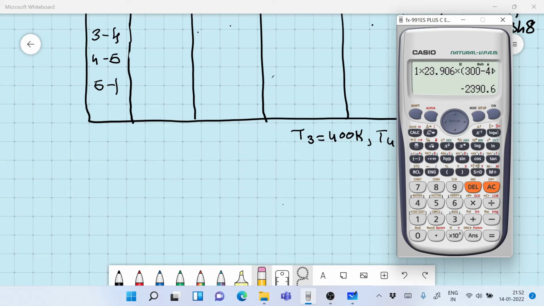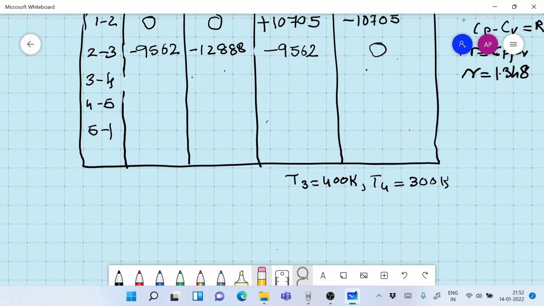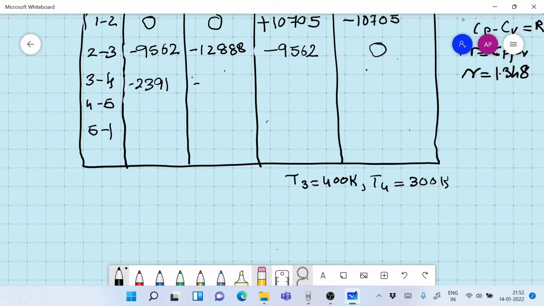That is equal to minus 2,391 minus 2,391. We divide this by 23.906 and multiply it by 32.22 and we get 3,222 minus 3,222. Now since this is a constant pressure process, the Q will be equal to minus 3,222.